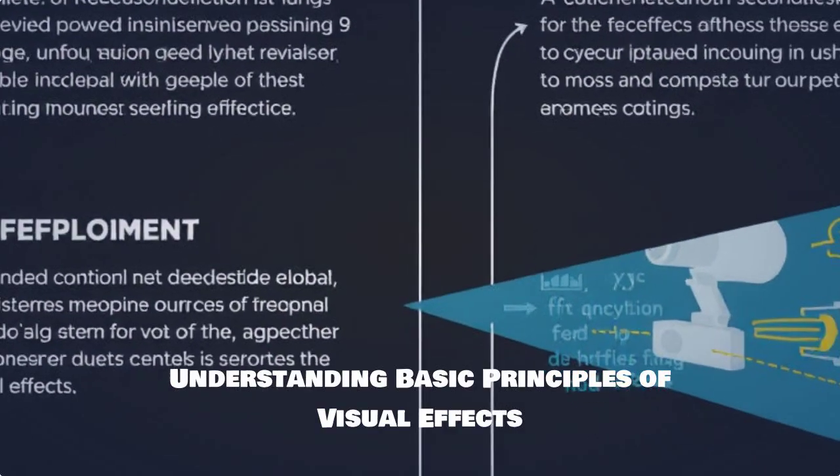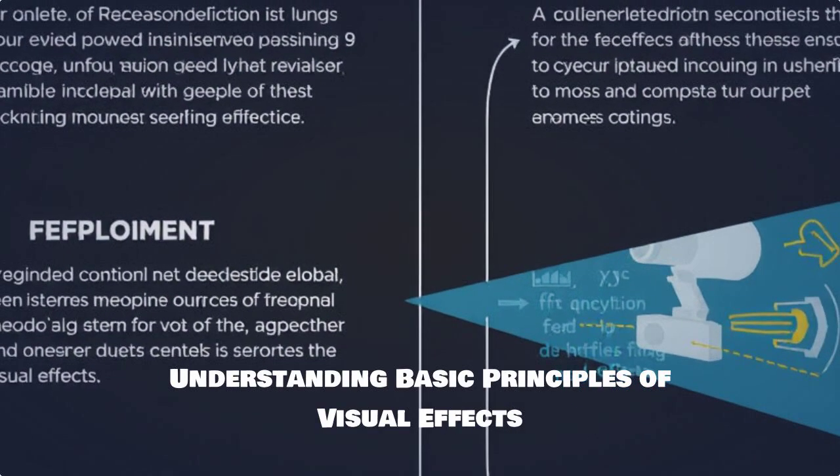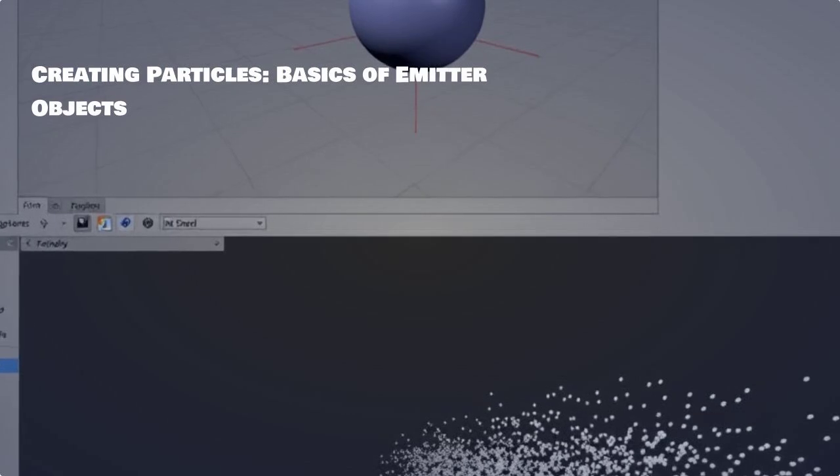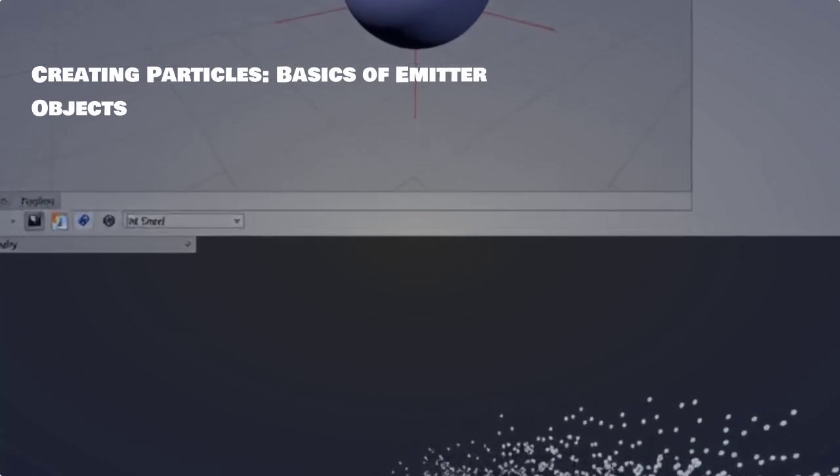Before we dive into practical steps, it's essential to understand the basic principles of visual effects, which will help you create more believable scenes. Let's start with particles. Emitter objects in Blender allow you to create stunning particle effects. I'll show you how to set one up from scratch.